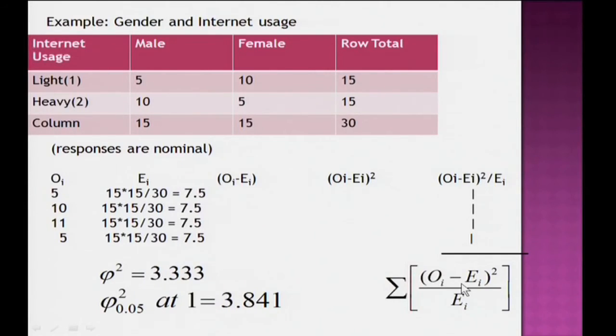Okay. Then chi-square calculated is 3.333. You can please verify yourself whether chi-square calculated is coming to be 3.333 or not. Once we have that, we will compare this chi-square calculated with the tabulated value.